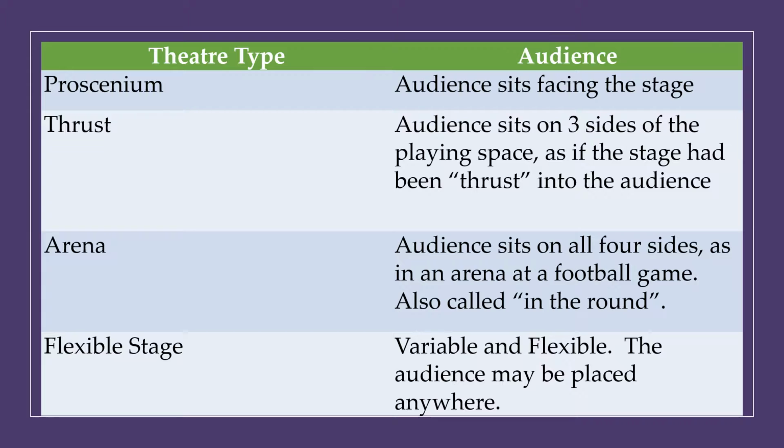Here's a little more information about each type of stage. The theater type of the proscenium, the audience actually sits facing the stage. As we discussed before, they look like through a picture frame. The thrust stage, audience sits on three sides of the playing space as if the stage had been thrust into the audience. The arena stage, the audience sits on all four sides as in an arena at a football game. It's also called in the round. And a flexible stage, they're variable and flexible. The audience may be placed anywhere.